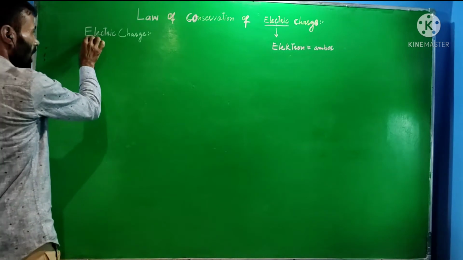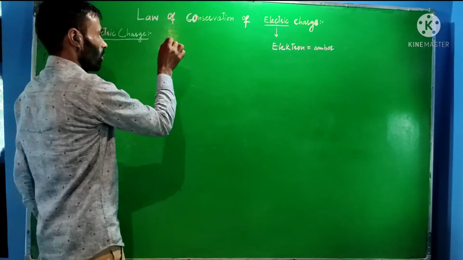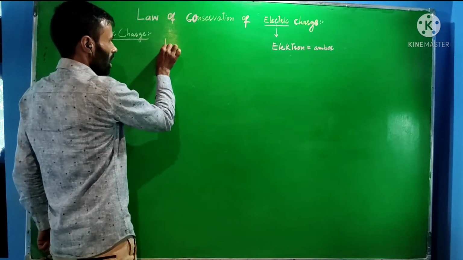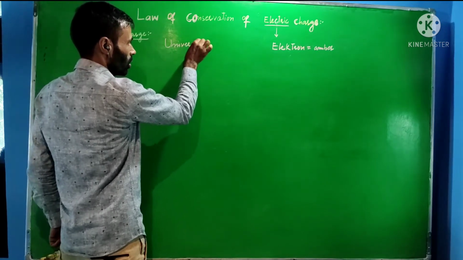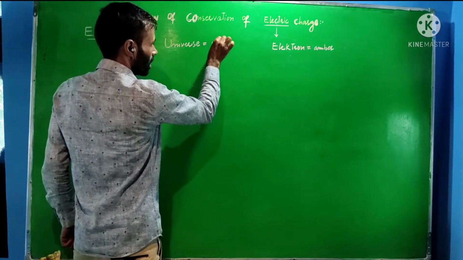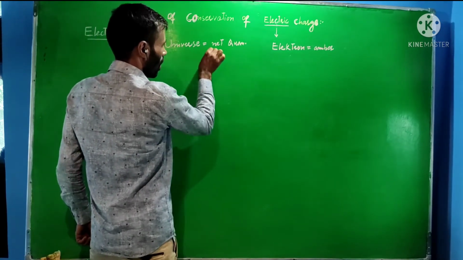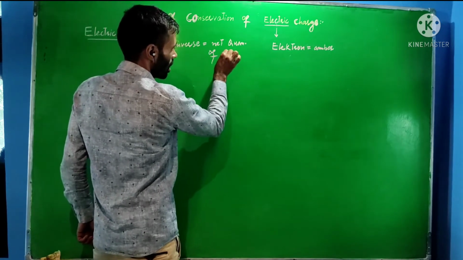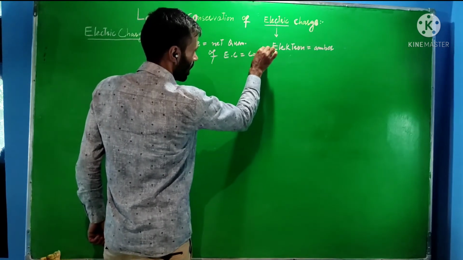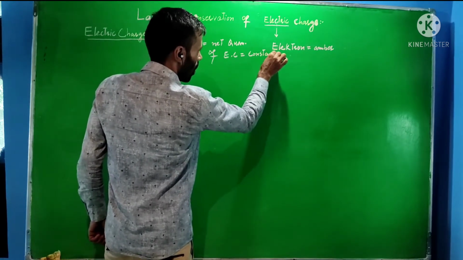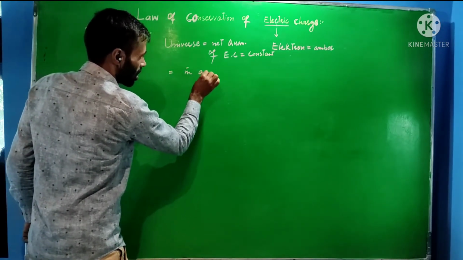After that, electric charge is conserved. I will state it in this way: in the universe, the net quantity of electric charge remains constant. The net quantity of electric charge is constant, it remains constant, it is conserved. Or I may say it like this, in a closed system.